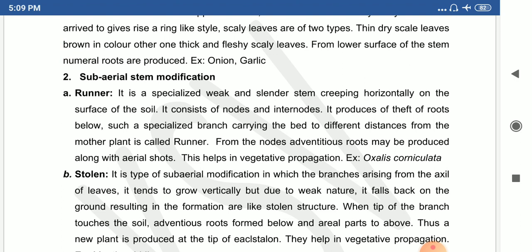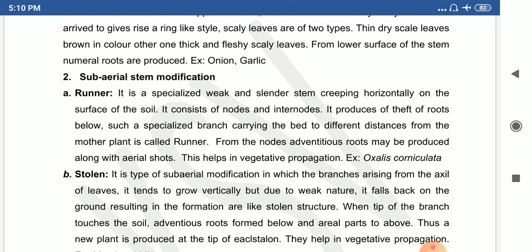Next one is subaerial. That means it is not completely inside the soil or completely outside the soil. This is a subaerial stem modification. One is the runner, a specialized weak and slender stem creeping horizontally on the surface of the soil. For example, in the case of Oxalis corniculata, what happens?